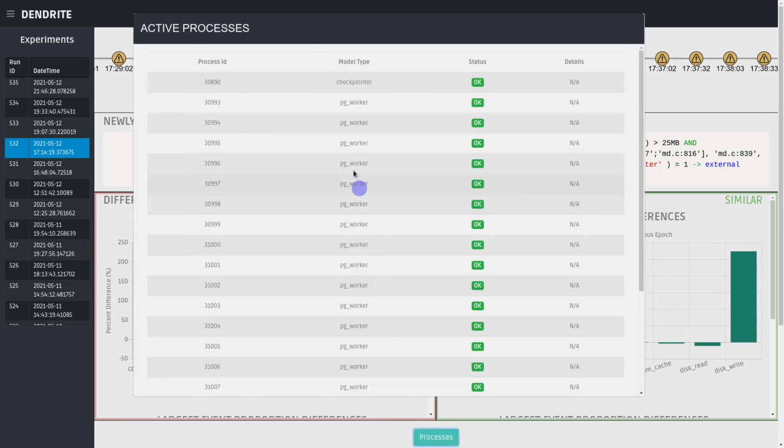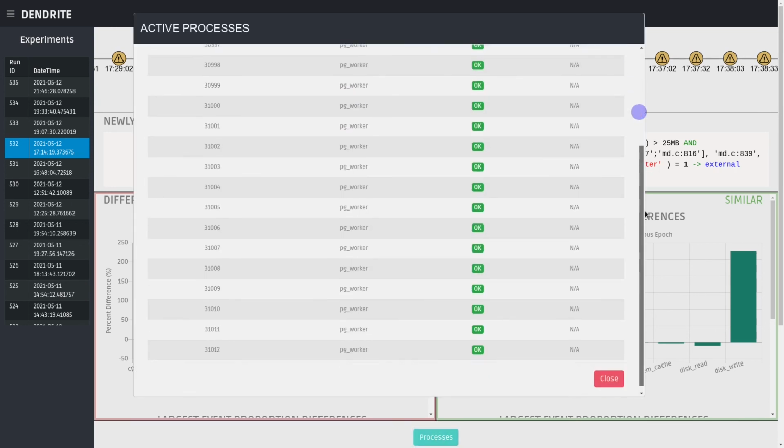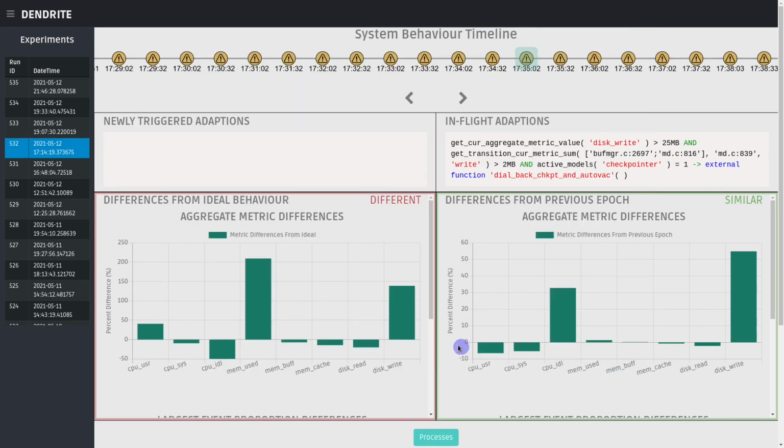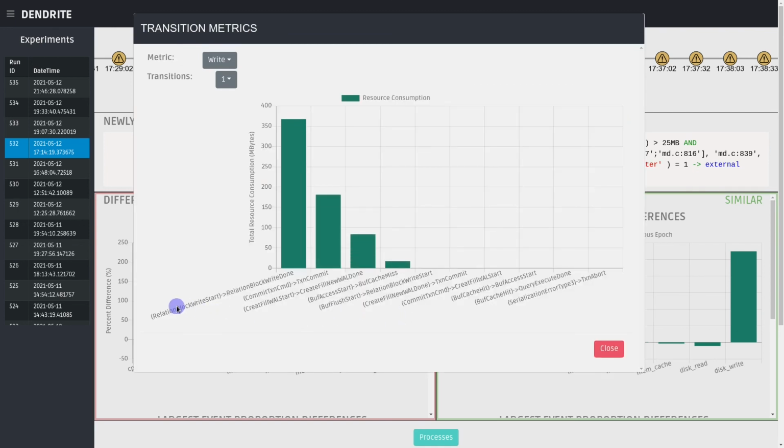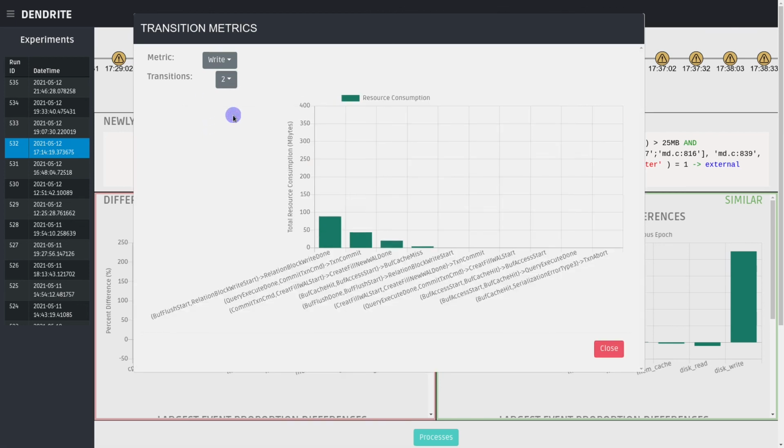The checkpointer is still active, and there are a large number of disk writes compared to baseline. Clicking on the right bar in this graph shows which parts of the code are responsible for the disk writes using libc metrics. In particular, we observe that the code path between relation block write start and relation block write done are associated with a large proportion of the writes in this interval. We can use this interface to go back one event further to see the events that led to this code path, and note that it comes from buffer page flushes.